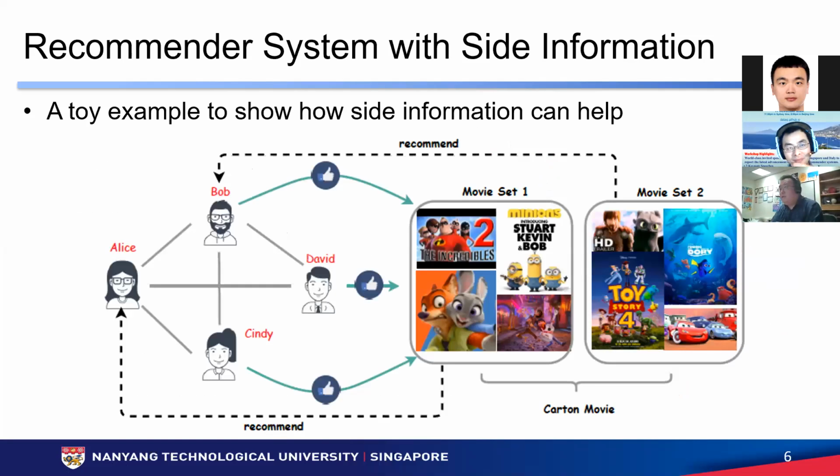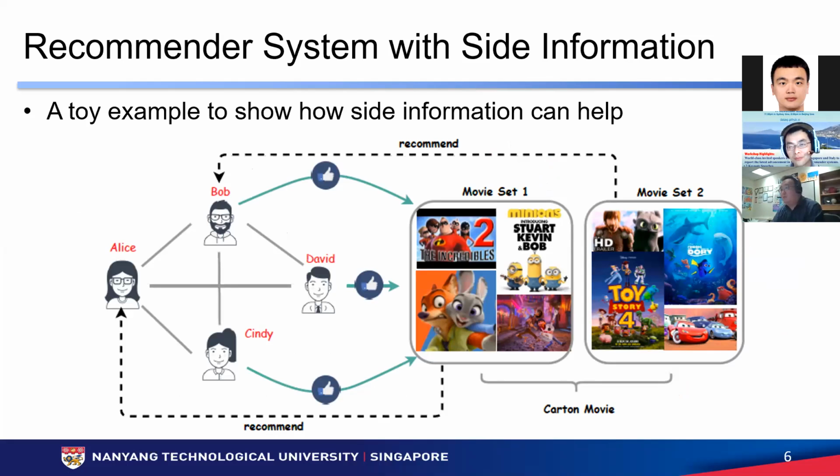And the side information can be leveraged to cope with those two issues. By side information, what I mean is the kind of information other than ratings. It could be social networks, item categories, or other types of information, which I will talk about later in the categorization of side information.